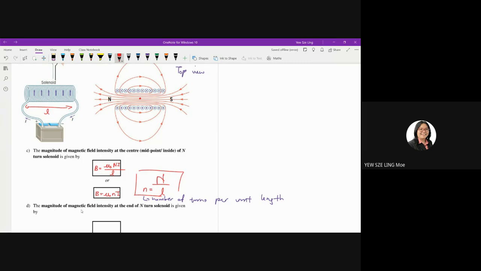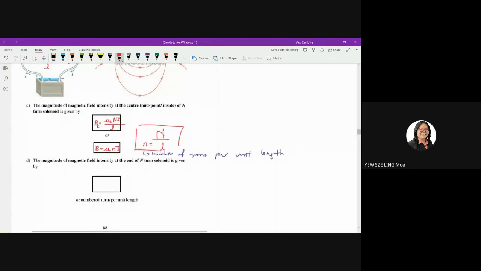And then the magnitude of the magnetic field intensity at the end of the solenoid, which is here at the ends of the solenoid, is half of the magnitude at the center. So if you know the center is B equals to mu naught Ni over L, then at the end, B equals to 1 over 2 mu naught Ni over L.